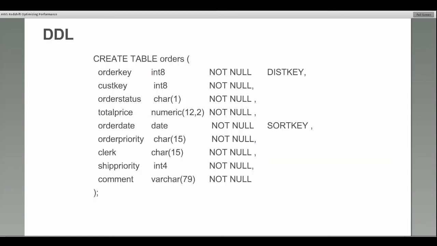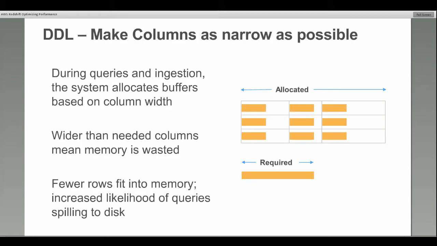So I want to address DDL, and there's a couple of tips here to provide you when you're actually designing the tables in terms of your column lengths. So let's take a close look at this table, and you can see that I'm very particular about the length of the columns. So my varchar is at 79, my char column's at 15, my order status is at 1. And the reason I've done this is because with Redshift, you want to keep your columns as narrow as possible.